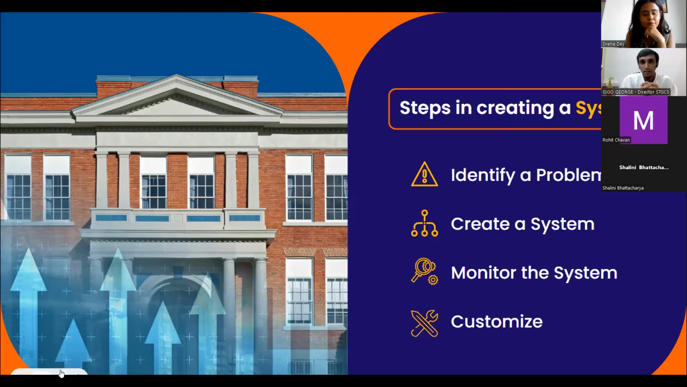Here I'm telling you there are 4 steps in creating a system. Identify a problem, create a system, monitor the system, and customize the system. In this example, the problem is spelling mistakes coming in the question paper. The system is writing the questions in time before giving it to the students. Someone should proofread, right? Then we will again monitor the system. If any mistakes happen again, we will customize the system. Okay, this is just an example of a system.